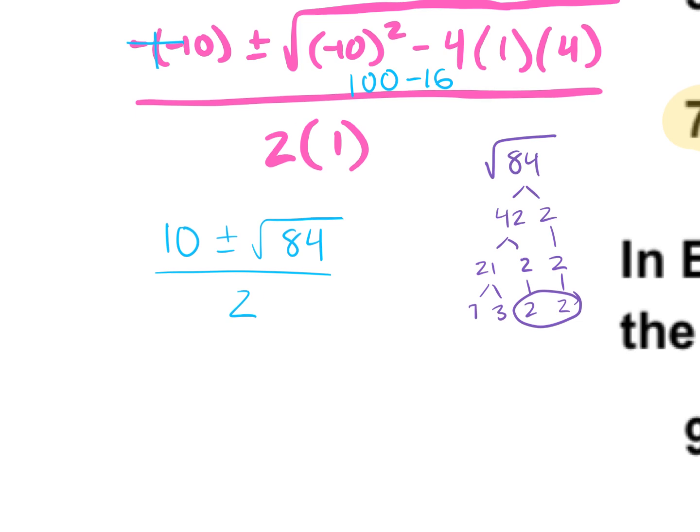So what comes to the outside? 2. So 10 plus or minus 2. What stays on the inside? 21 over 2.